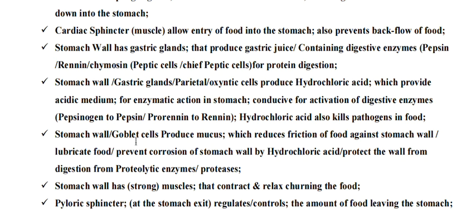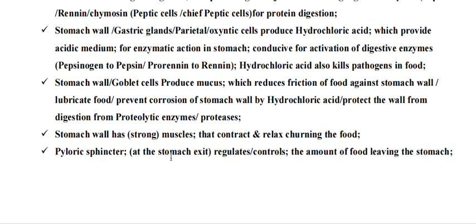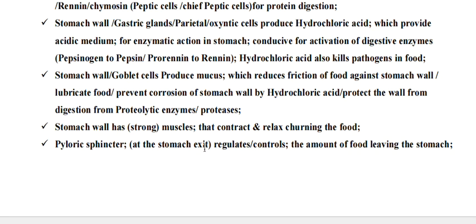The stomach wall has muscles that contract and relax, thus churning the food, or that is basically mixing of food. Then pyloric sphincter at the stomach exit regulates or controls the amount of food leaving the stomach. Then points to consider: both longitudinal and circular muscles must be mentioned to score for the function in case you commit yourself. Then if individual tooth is mentioned, adaptive feature and function must be correct for the tooth.